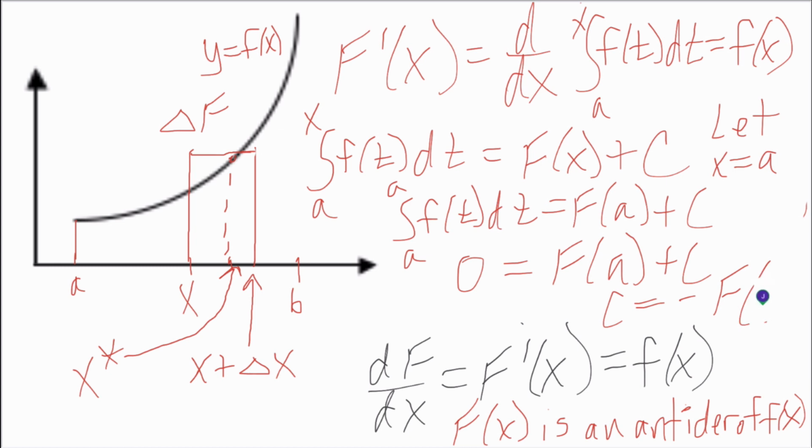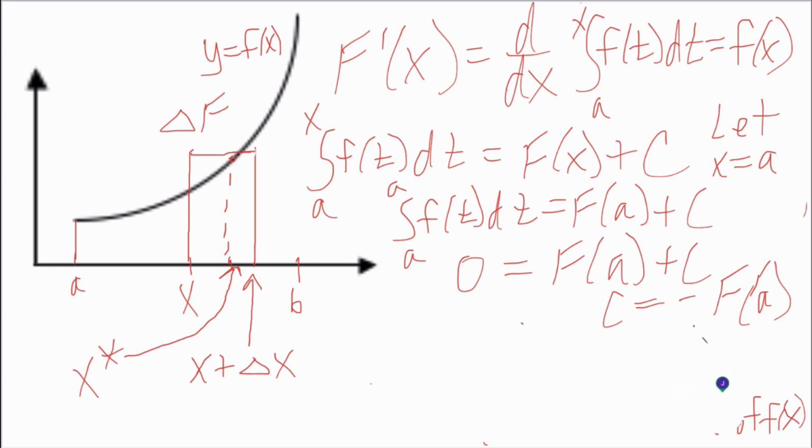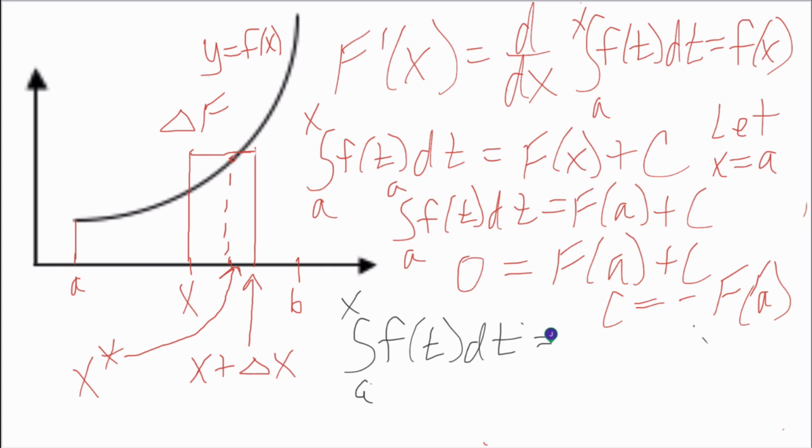C equals negative big F of a. And so if we go back to our statement from before, up top here, let's take a look for a moment. We now know that the integral from a to x of f of t dt is equal to big F of x minus big F of a. Where did I get that from? Well, we used to say it's equal to big F of x plus c, but c is equal to negative big F of a. And there you have the other part of the fundamental theorem of calculus.